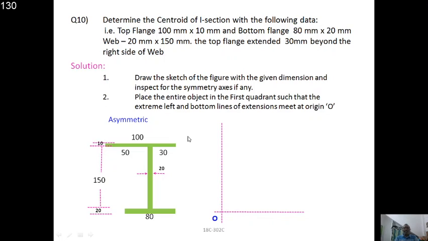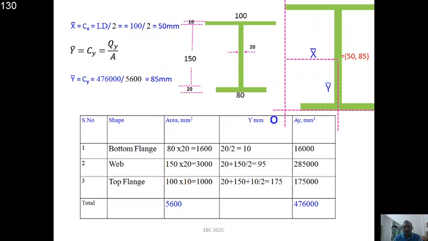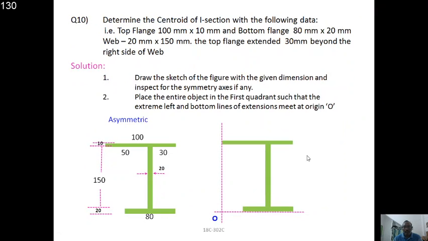So the next procedure is I need to locate the entire object in the first quadrant, such that the extreme left and bottommost are touching the axes. So this is the position where I need to place the figure, right? Please understand the distances here. This is the portion which is going to be touched; this bottom flange is not going to be touched because this is 50, right?